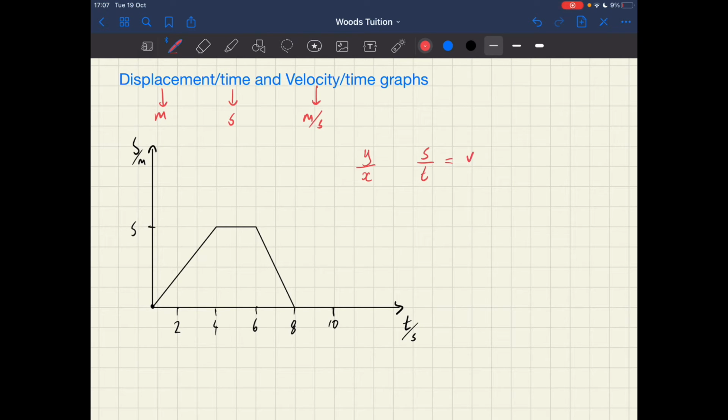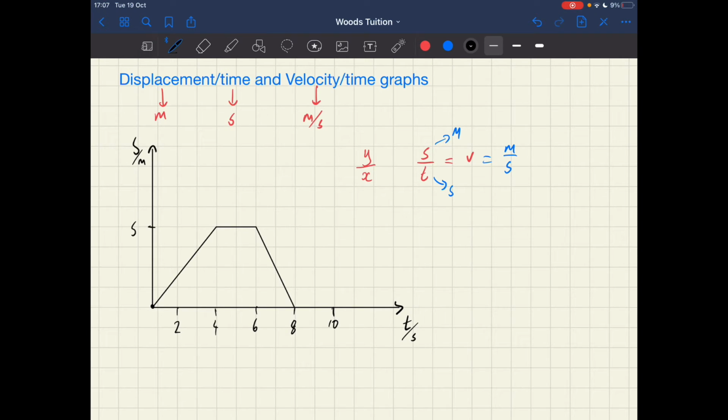I find a good way to remember this is s is measured in meters, time is measured in seconds, and s over t would be meters over seconds, which is the unit of velocity. That's not a necessary way to remember it, but I find it quite helpful. So the gradient will be in meters per second, so that's going to be our velocity.